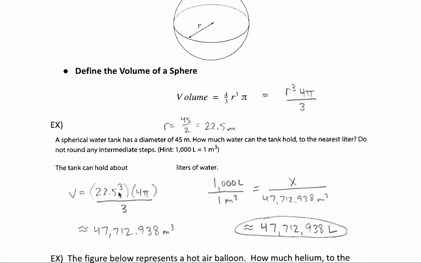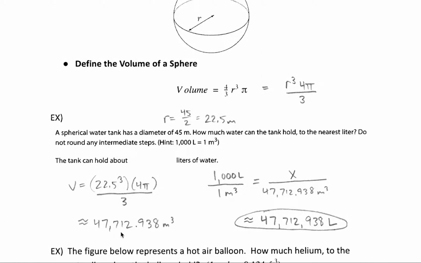Again, I think it's just easiest if we're using our calculator to cube our radius first. Multiply that value by 4 and pi, and then divide that entire quantity by 3. If you do that in the correct order, you should get about 47,712-ish cubic meters.